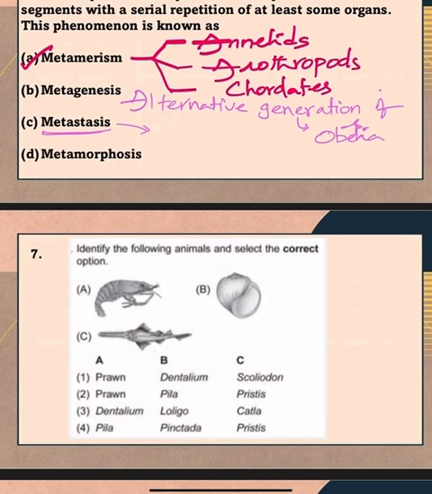And next one, metastasis. Metastasis is something we read in class 12, and it comes under tumor formation. It is the spreading of a tumor from one region to another region. That is going to be the property of a malignant tumor.